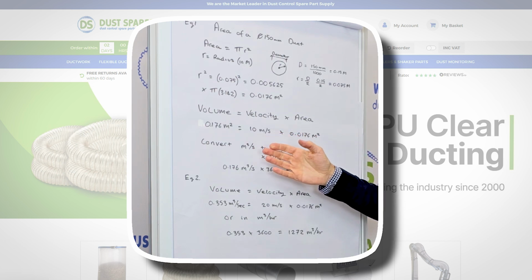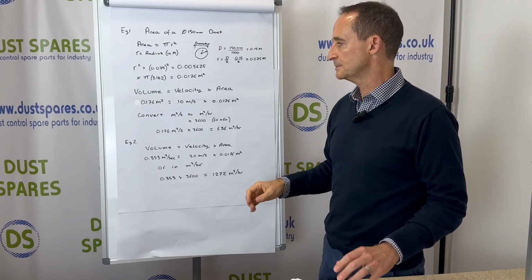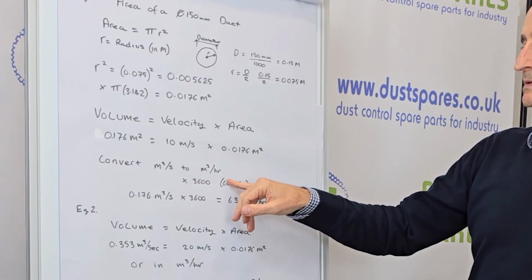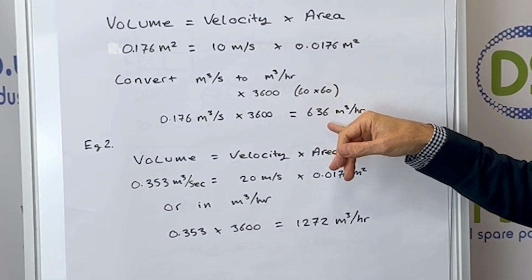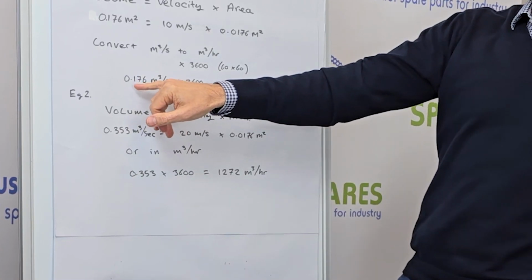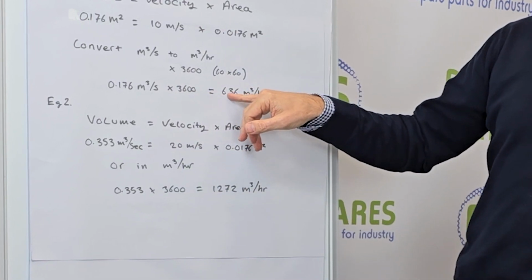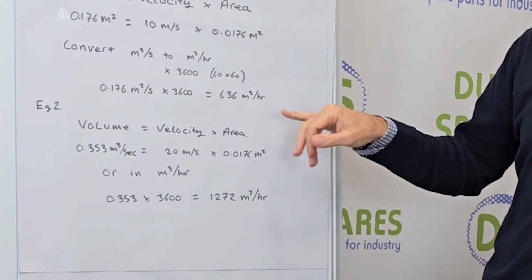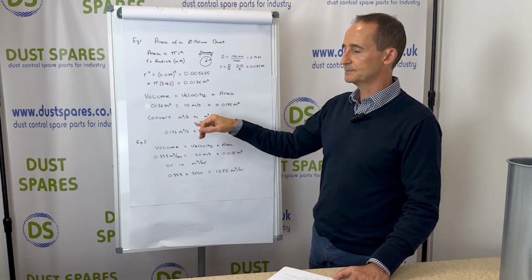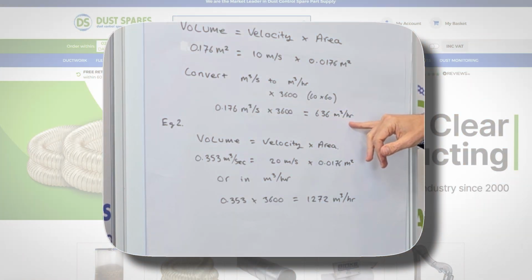So if we want to convert that to a more tangible number, which a lot of people use, it's meters cubed per hour. So all we do is times by 3,600, which is 60 seconds, 60 minutes. So 60 times 60 is 3,600. So if we take that meters cubed per second value and times it by 3,600, it gives us 636 meters cubed an hour. So if we want to extract in a 150 duct at 10 meters a second, for extracting welding fume, for example, we need a volume of 636 meters cubed an hour.